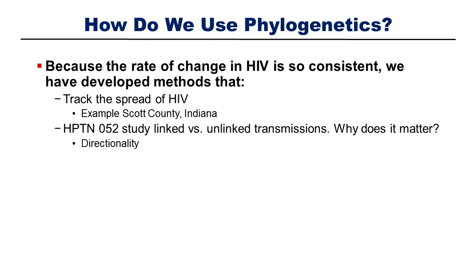So importantly, because HIV's rate of change is so consistent, we have been able to use this and have developed methods to look at the two examples we're going to talk about today. One is a public health example, which is looking at what happened in Scott County, Indiana, and the other is a study, HPTN 052, which looked at linked and unlinked transmission events. We're going to talk about why that matters and also take head on the question of directionality. Next slide, please.